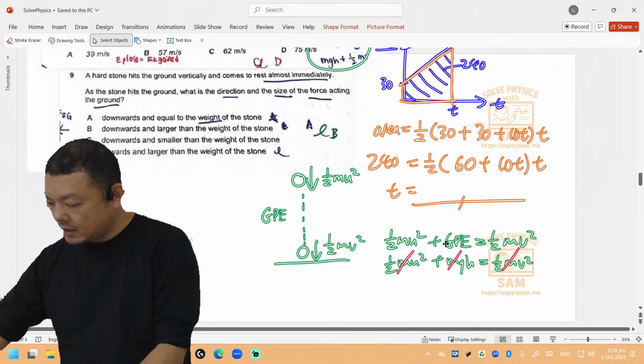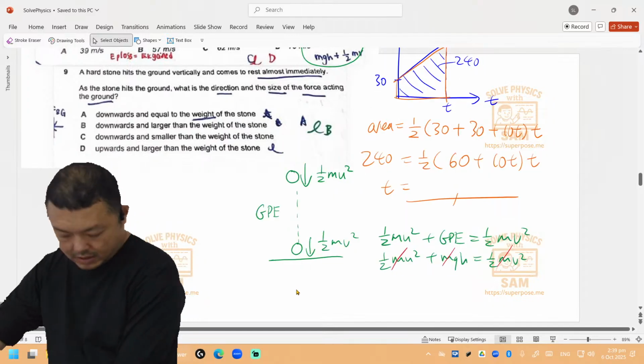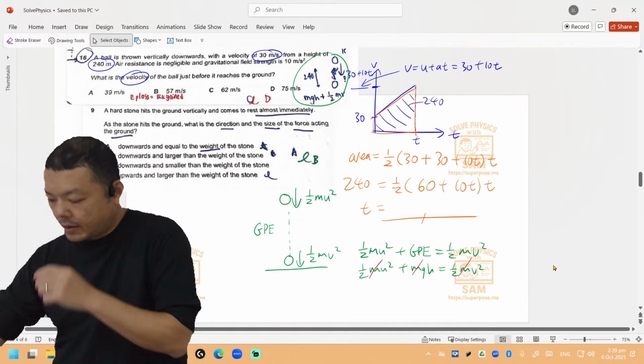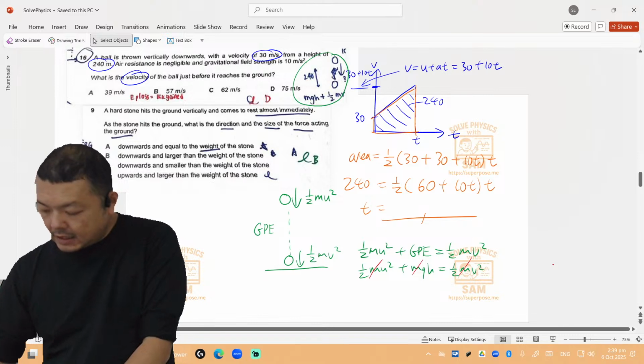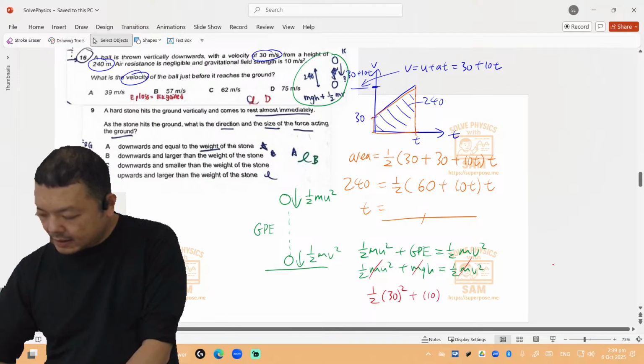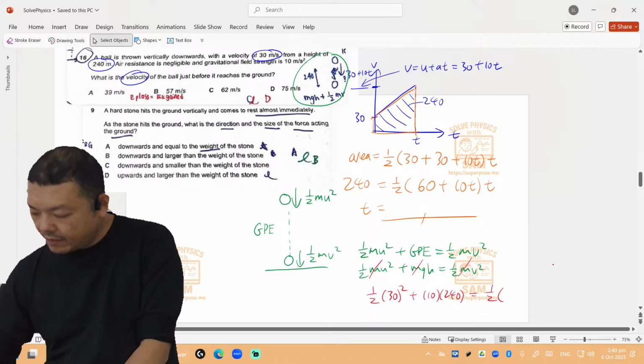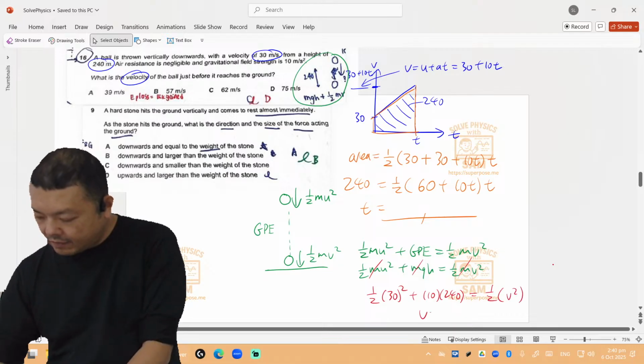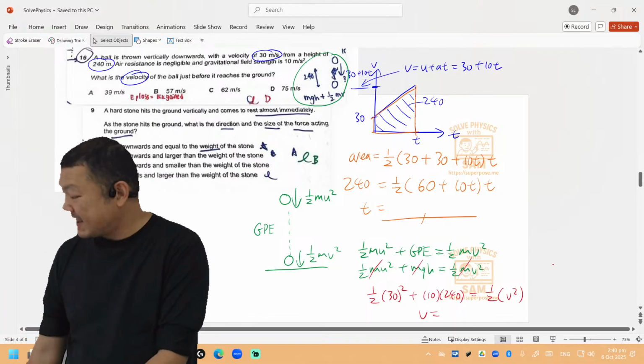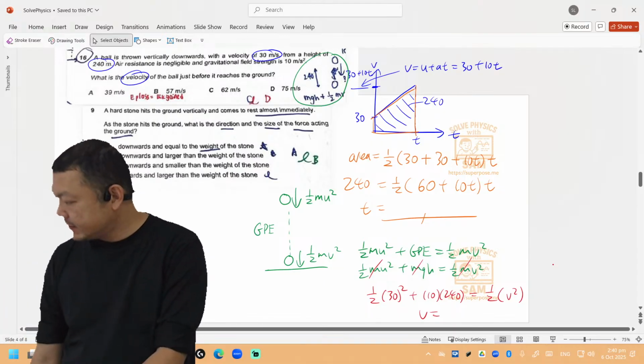Are you working on it? Yes, you are? Okay, good. So you end up with half of 30 squared plus 10 times 240 is equal to half of v squared. Then you find v. You basically have to square root something. Can you work it out for me now? Because I got another thing to point out to you.